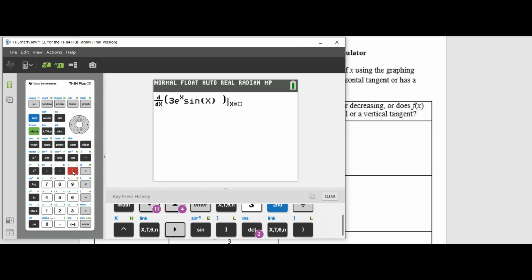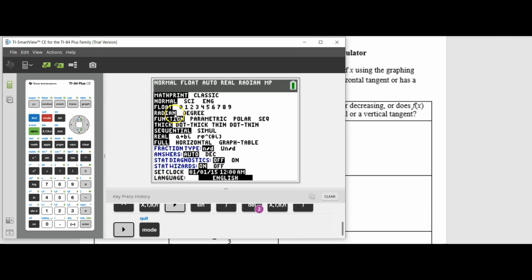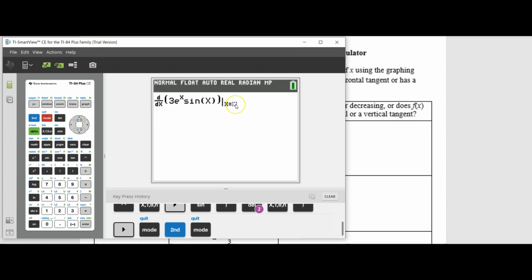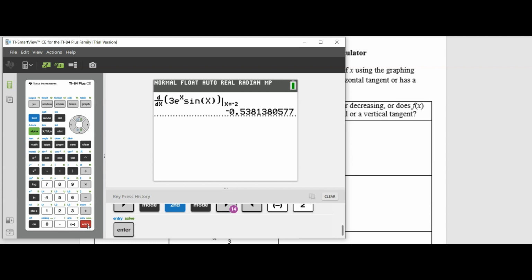You do want to make sure your calculator is in radian mode, so let's make sure we are in radian mode. We are. You do not want to be in degree mode. Then I'll go second quit, which brings me back to my home screen. Now I need to enter what value I want to take the derivative at. In this case, it's -2, so I'm just going to enter -2. Once you've entered all that, just click the enter button. And the value of this derivative is -0.538, regardless of whether we truncate or round.